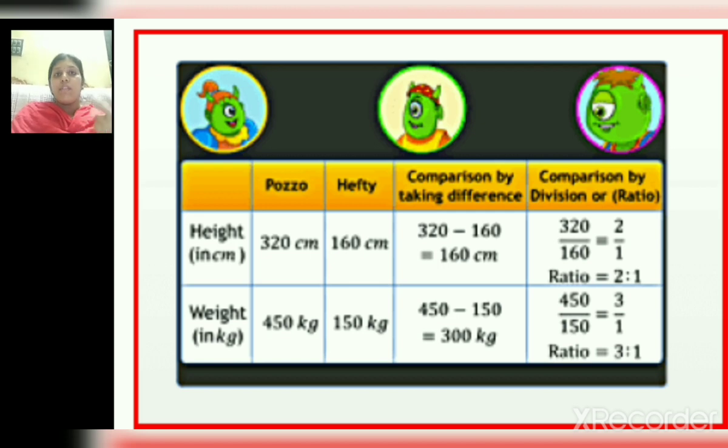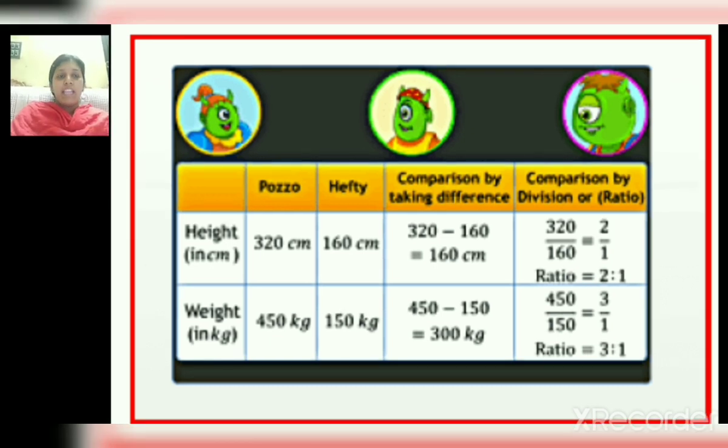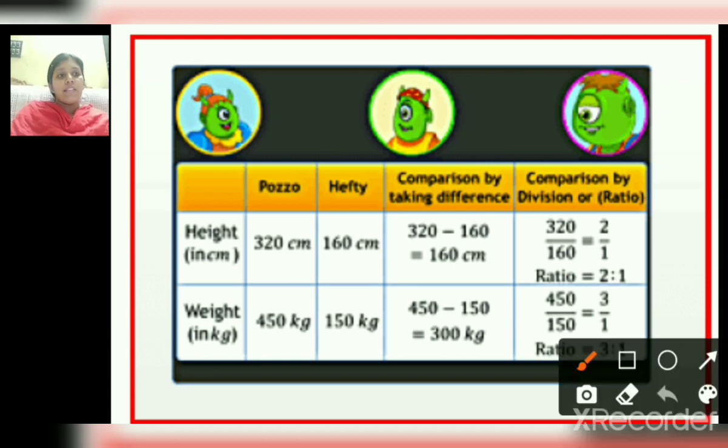Now there are two ways. The first way, we can find the comparison by taking the difference. So we subtract 450 minus 150 and get 300 kg. But in every case, we can't compare by taking the difference. So in this lesson we are using the division method, that is, we will compare by dividing. That is the ratio.